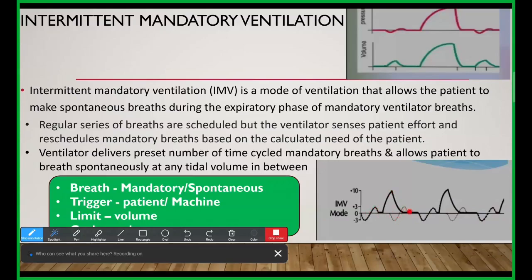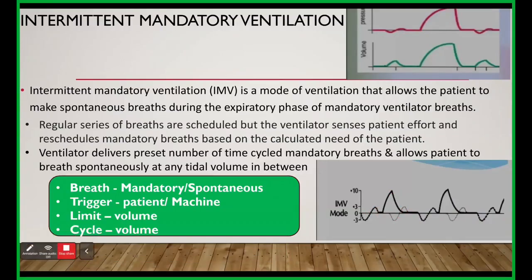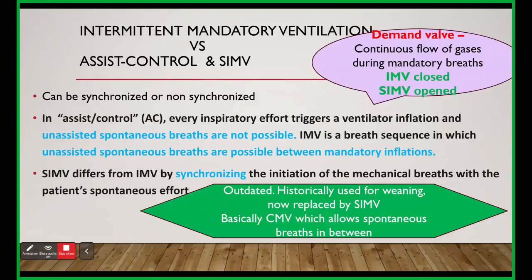So this is with the intermittent mandatory ventilation. How is it different from assist control and SIMV? So intermittent mandatory ventilation can further be classified into SIMV and non-SIMV. Non-synchronized means the spontaneous efforts are not synchronized with the mandatory breaths, whereas in synchronized intermittent mandatory ventilation, these are synchronized. How is it going to be synchronized? We'll see in the next one.